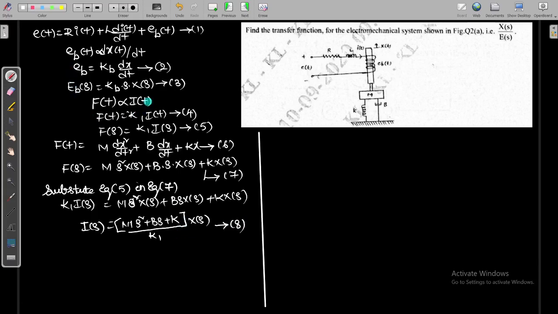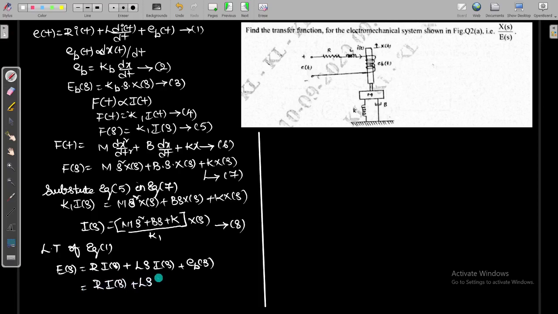So let us write the Laplace transform of equation 1. E(s) equals R into I(s) plus Ls into I(s) plus Eb(s). Now substitute Eb(s), that is equation 3, in equation 1, where Eb(s) can be written as Kb s X(s). So in place of I(s), E(s) equals I(s) into R plus Ls plus Kb s into X(s).